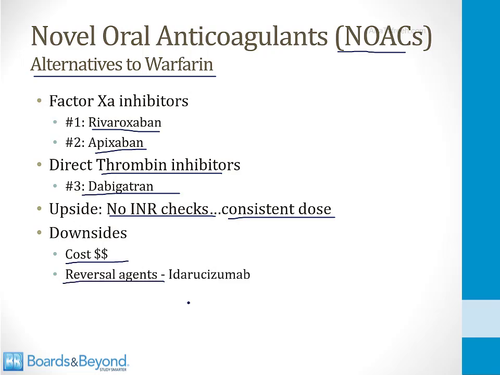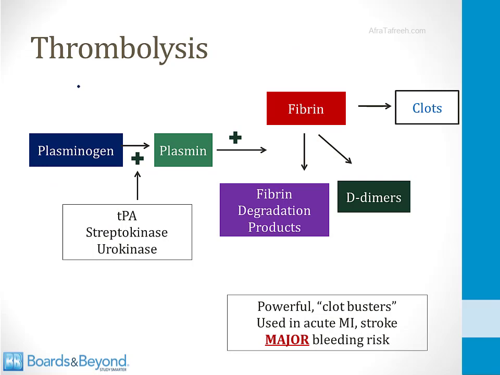There is now a reversal agent called idarucizumab, which is an antibody. This can be used as an antidote to dabigatran, but there are no reversal agents for rivaroxaban or apixaban. And this can be a problem if a patient on one of these NOACs develops significant bleeding and needs reversal of the anticoagulant effect. The last class of drugs I want to mention are the thrombolytics.